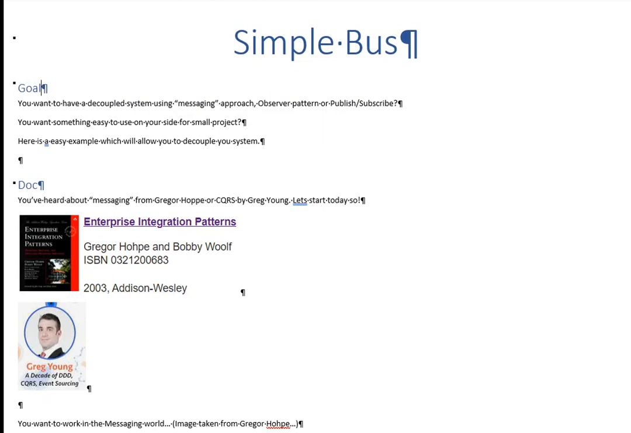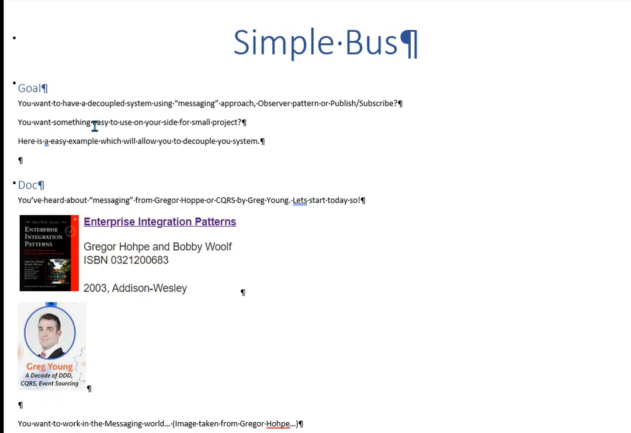You have a small application, you can use that pattern. So you want to, like I said, implement a bus. What is your goal? You want to have a decoupled system using a messaging approach, like an observer pattern or a publish subscribe system. If you are in C Sharp, you have events and handlers. In Ruby, you have some other stuff. But usually, you can do your simple bus in order to make something cool.